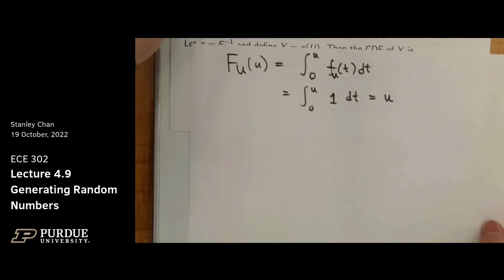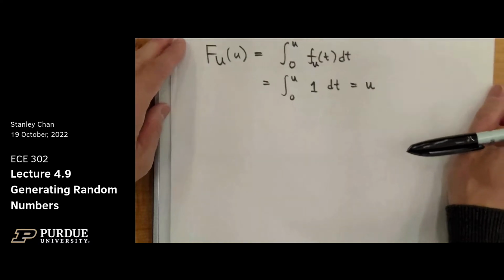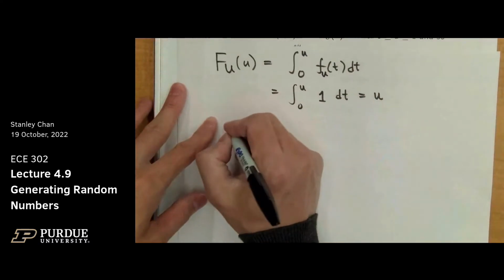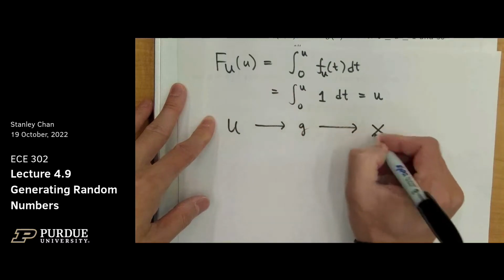Now, how do we know that after the transformation, where you send this U through this g to get this X, we get the desired distribution?